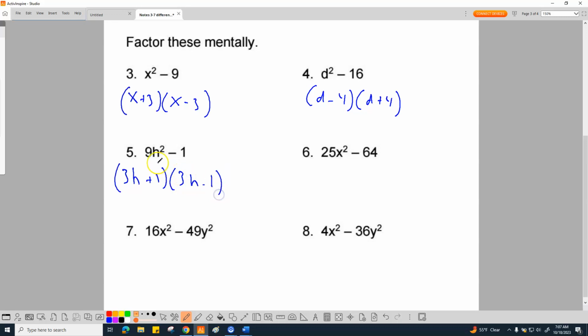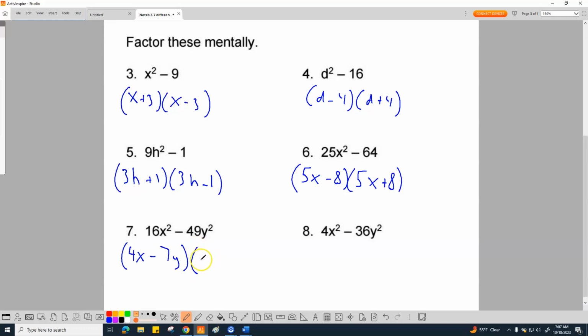So notice you have to do the perfect square of everything. The square root of 9 is 3. The square root of h squared is h. And that's a minus right there. Number 6 is fun too. 5x minus 8 times 5x plus 8. Some of the assignments y'all had, you couldn't really solve the last part of it without this little bit, but now you have it.